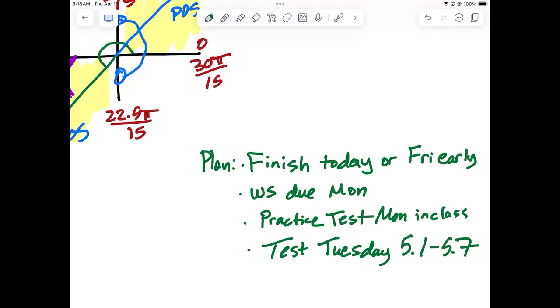The worksheet will be due on Monday, and then on Monday in class you'll work on a practice test, 5.1 through 5.7, and then we'll test Tuesday, 5.1 to 5.7, and Spring Fling is all next week. So it's going to be exciting. We got a math test and we got events happening around campus. And then Wednesday we'll start trig identities, which is leading to trig proofs. I think y'all will enjoy that.